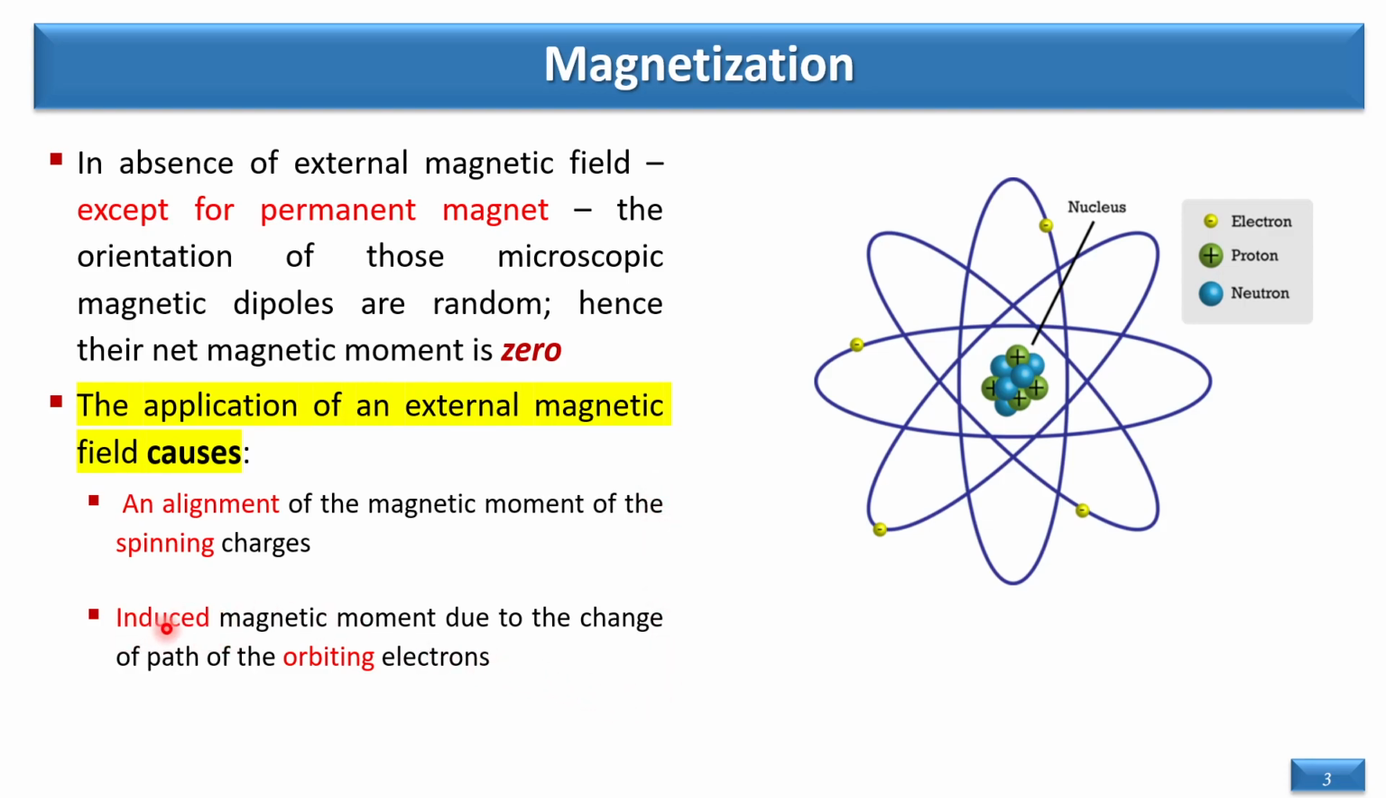But the orbiting electrons will induce some magnetic field that resists the applied magnetic field. So we have some sort of amplification effect from the spinning motion and sort of a decaying or attenuation effect because of the field induced by the orbiting electrons.